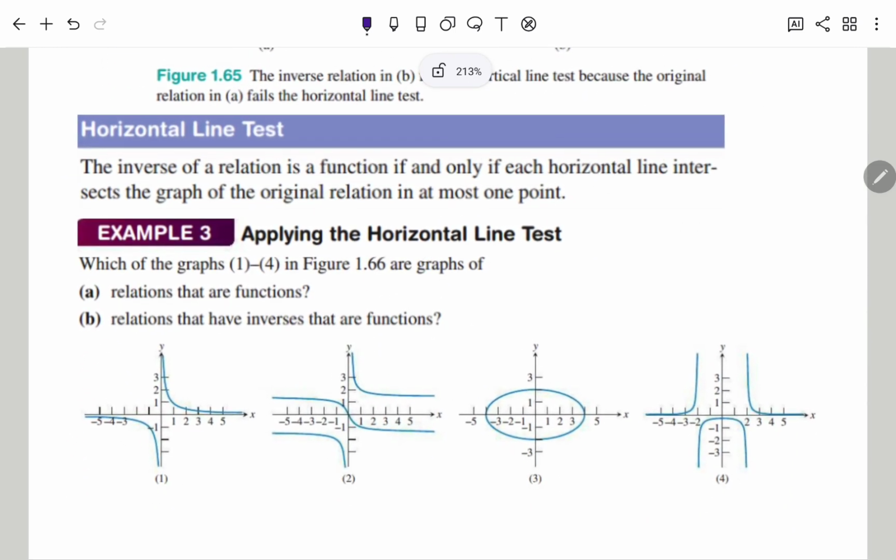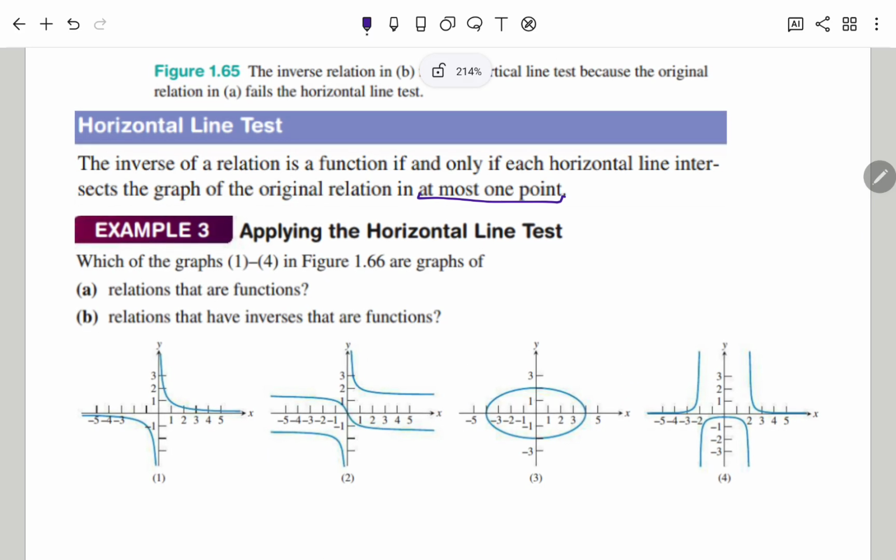So, horizontal line test. The inverse of the function is a function if and only if each horizontal line intersects the graph of the original relation in at most 1 point. You've done this. You know vertical line test. It's just turning your line. So which of the graphs, 1 through 4, are graphs of relations that are functions?